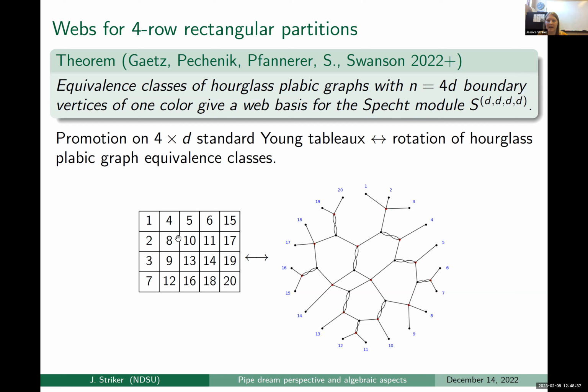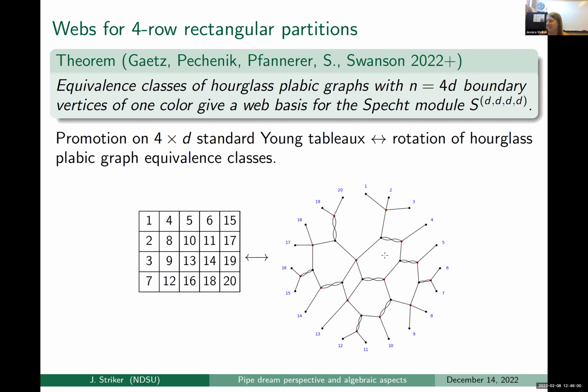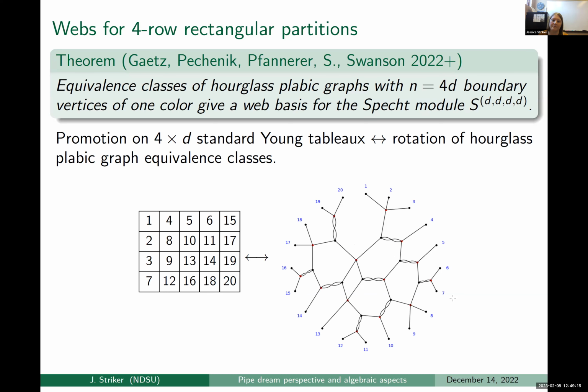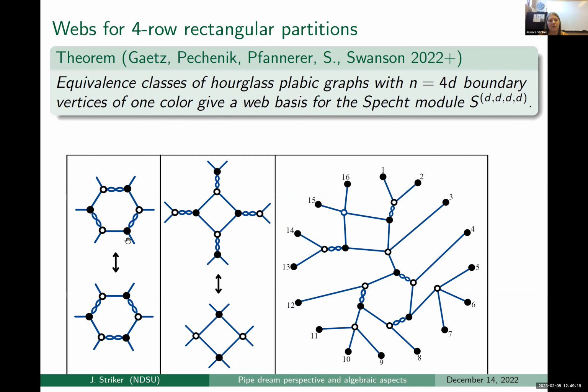So there's a bijection between these tableaux and diagrams that we're calling hourglass plabic graphs. Notice there are vertices of two different colors, and there are these little hourglass edges in some spots. But the weird thing is that it's not a bijection between a tableau and one diagram. It's a bijection between a tableau and an equivalence class of diagrams that relate to each other using certain moves. So we actually have two kinds of moves. I'm showing you one here. So this tableau in particular corresponds to these two hourglass plabic graphs.